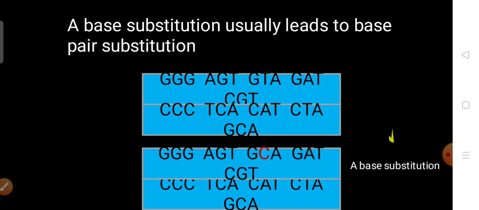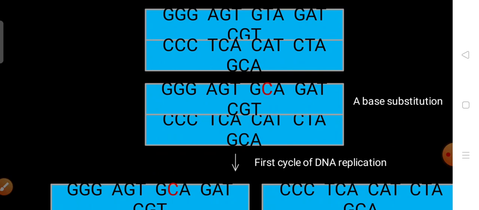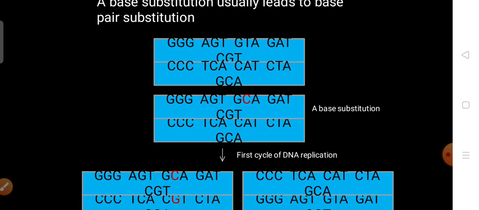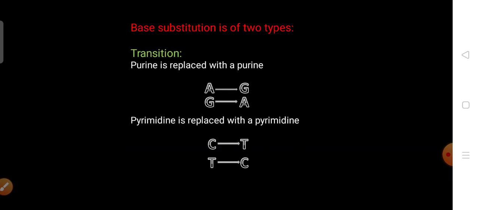So a base substitution usually leads to base pair substitution, of course. If there is a base substitution in the template strand of the DNA, say for example, as I told you, if there was adenine in the template strand, and if that adenine was substituted by guanine in the template strand, then in the next generation the AT pairing changes to GC pairing. So a base substitution usually leads to base pair substitution and change in the nucleotide sequence. Base pair substitutions are of two types, as I told you, transition and transversion.